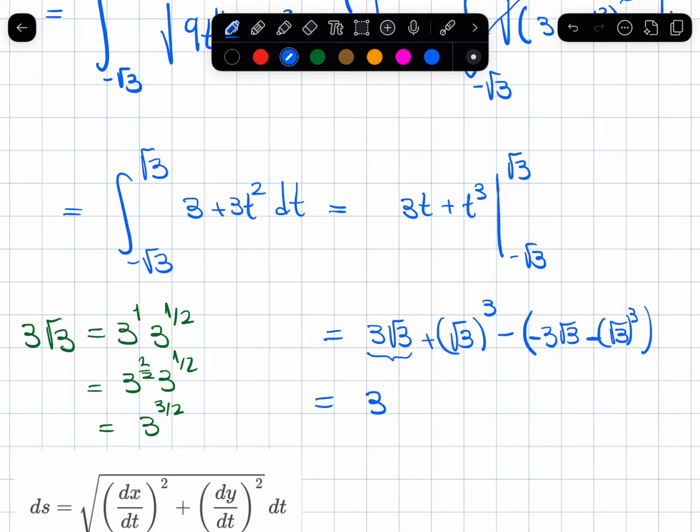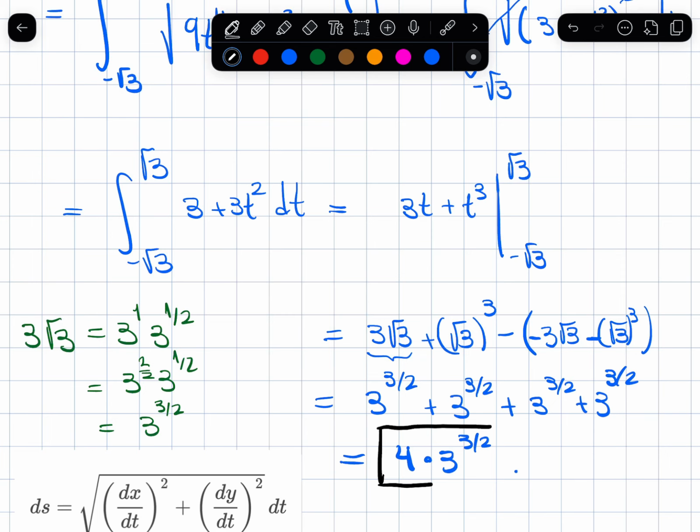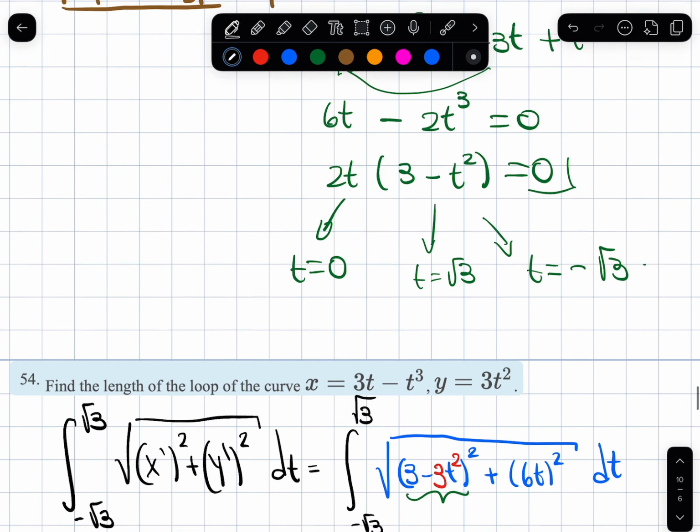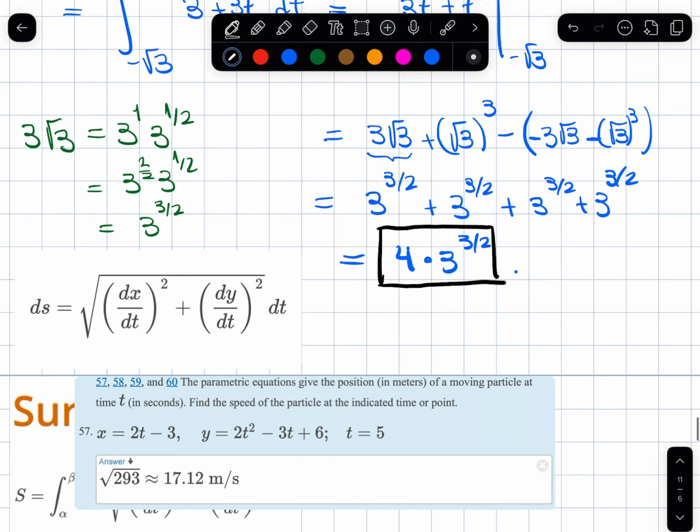So this becomes 3 to the power 3 halves plus, again, 3 to the power 3 halves. You have the power over power, so you multiply the powers now. And then again, plus 3 to the power 3 halves plus 3 to the power 3 halves. So you have 4 times 3 to the power 3 halves as the length of your curve. So that's how you figure out the loop issue and then go back to calculate the length itself.